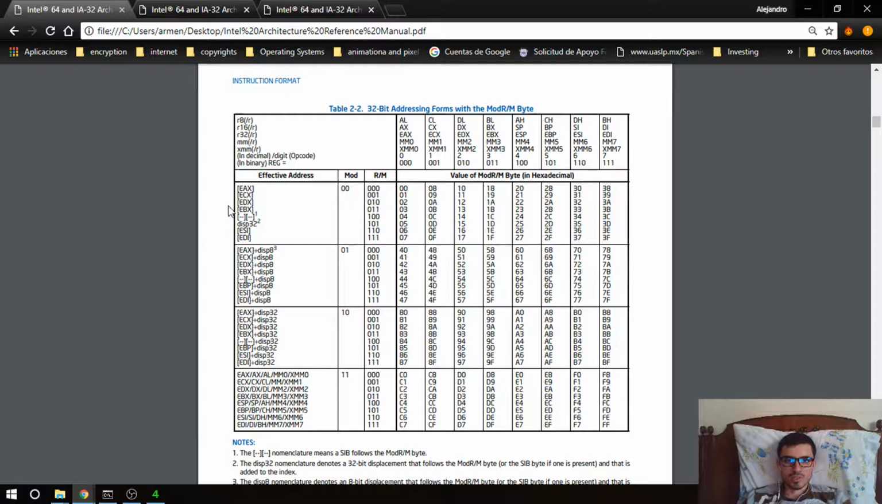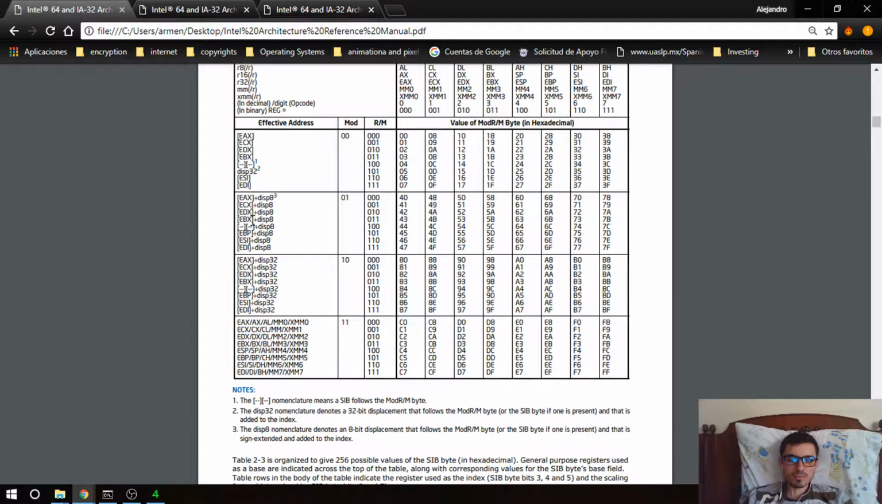Because if you see here, the effective address is going to be different. We have EAX as the address, ECX as the address, EDX, EBX. Oh, okay. So this is SIB. If we have this symbol, we have SIB next to the ModRM byte.